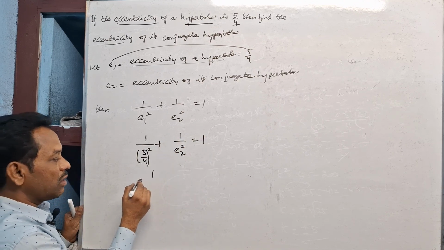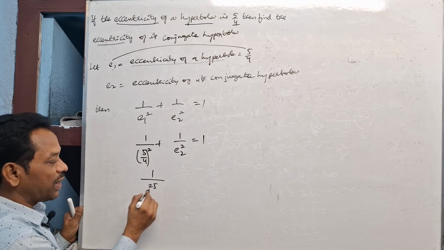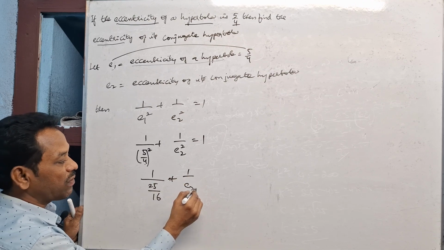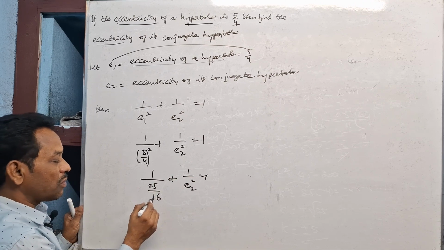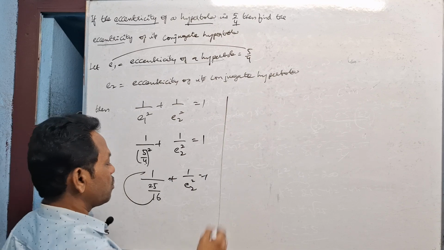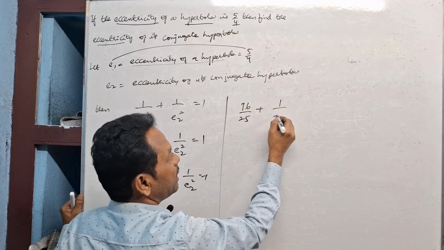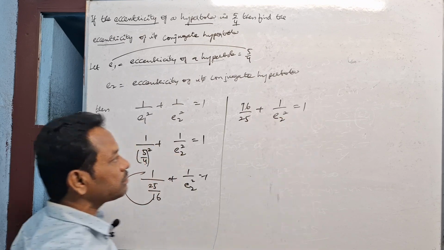Let me simplify here. 1 by 5 by 4 whole square: 5 square is 25, 4 square is 16, so 1 by that is 16 by 25, plus 1 by E2 square equal to 1.